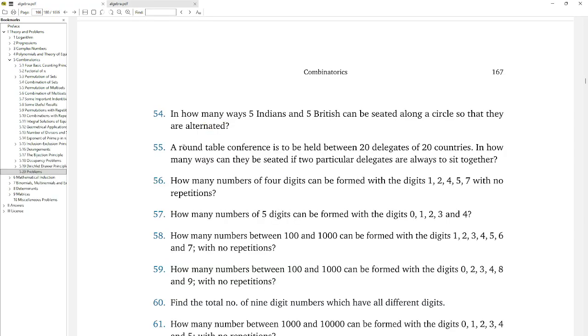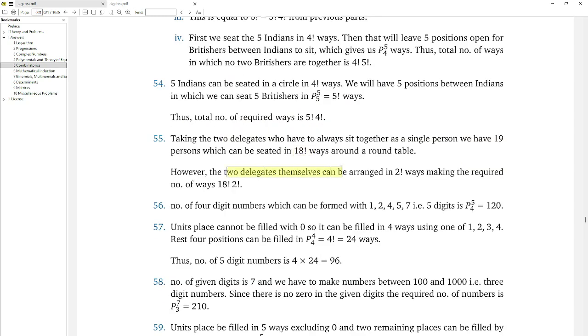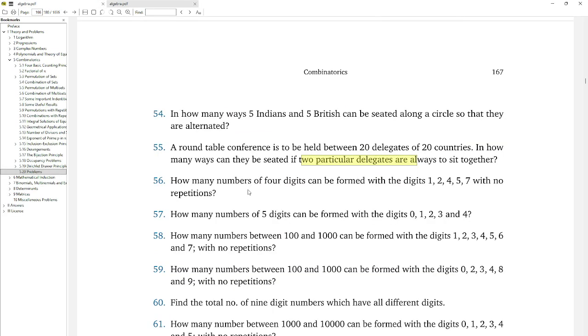Question 55 says that a round table conference is to be held between 20 delegates of 20 countries. In how many ways can they be seated if 2 particular delegates are always to sit together? So we take the 2 delegates as a single person. We have 19 persons which can be seated in 18 factorial ways. Now the 2 delegates can be arranged in 2 factorial ways. So the total number of ways is 18 factorial multiplied by 2 factorial.